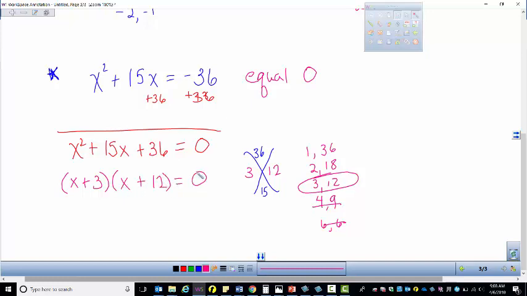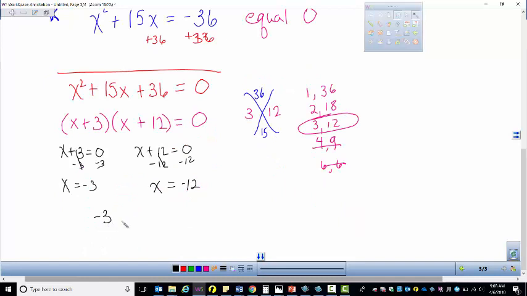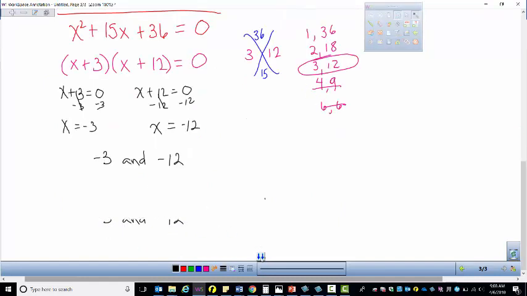equals 0. And now to solve, to get my two answers, I have x plus 3 equals 0, x plus 12 equals 0. And you do your opposite, so minus 3. So x equals negative 3, and minus 12. x equals negative 12. So my answers are negative 3 and negative 12.